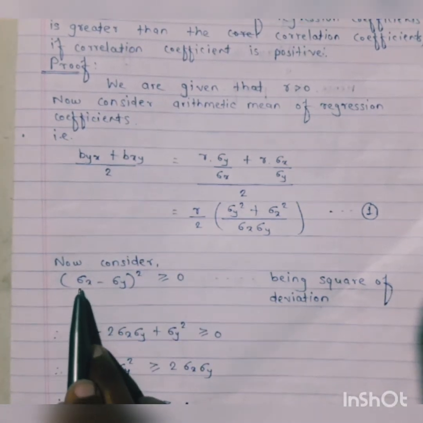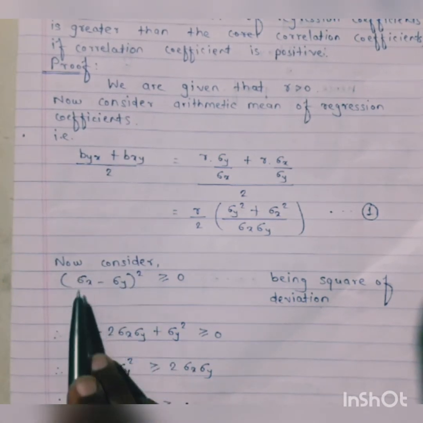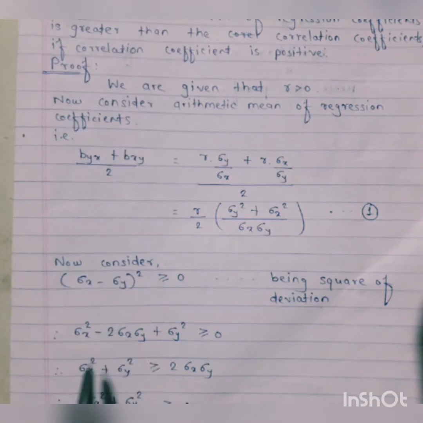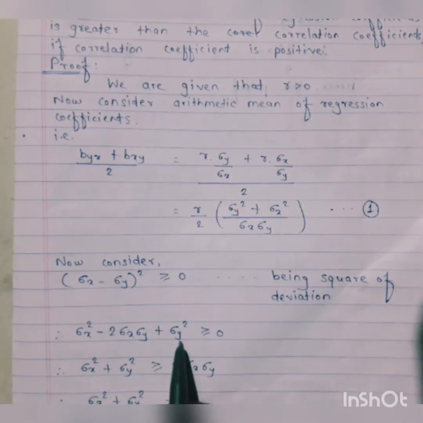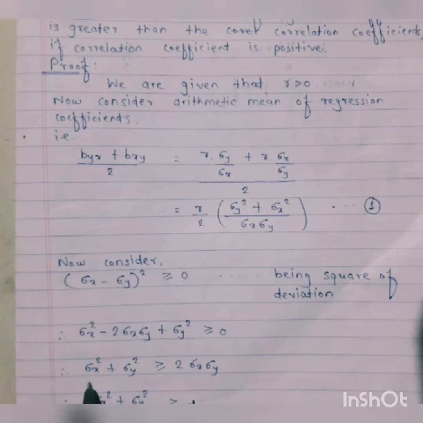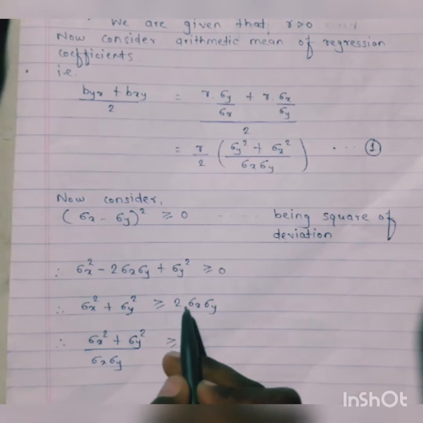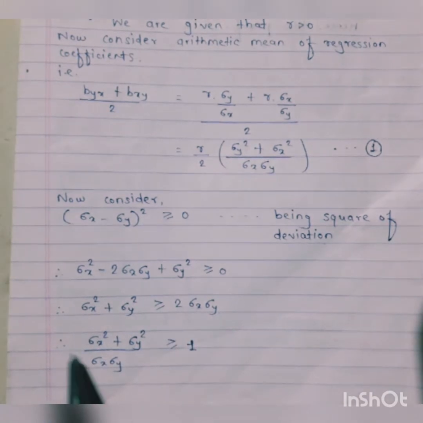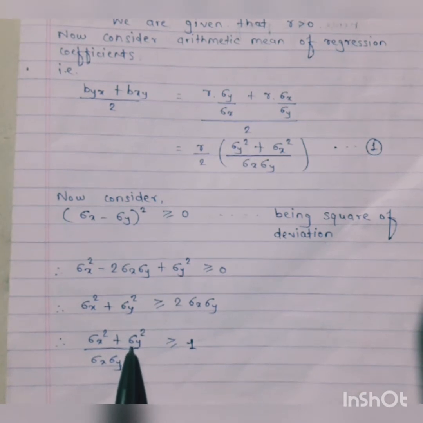Therefore use a minus b bracket square, that is a square minus 2ab plus b square, where a is sigma x and b is sigma y. Therefore sigma x square minus 2 into sigma x into sigma y plus sigma y square is greater than or equal to 0. Therefore sigma x square plus sigma y square is greater than or equal to 2 into sigma x into sigma y. Therefore sigma x square plus sigma y square upon sigma x into sigma y is greater than or equal to 1.